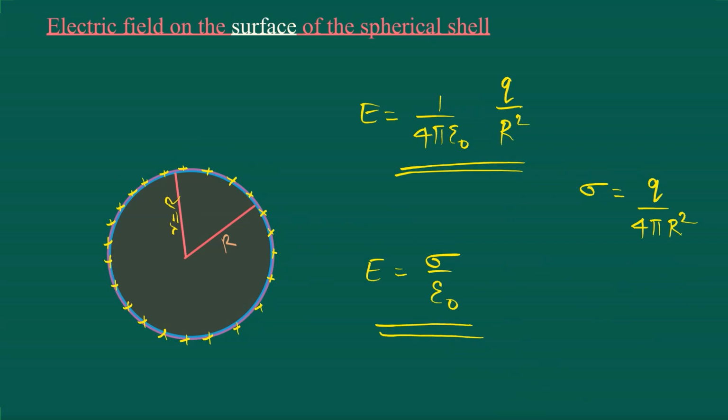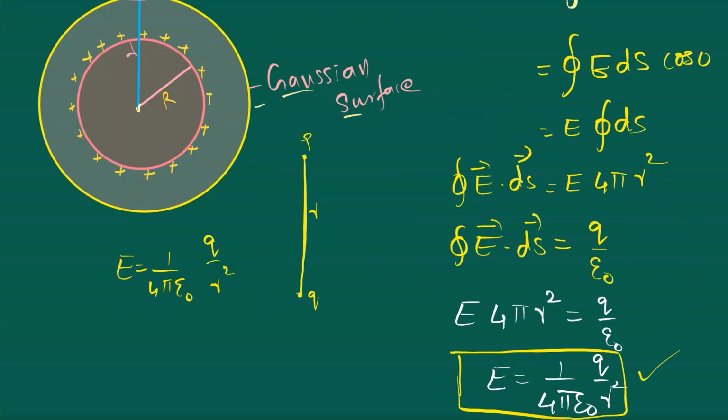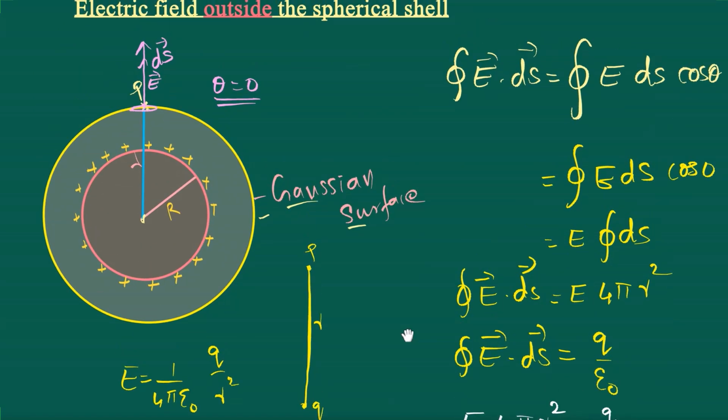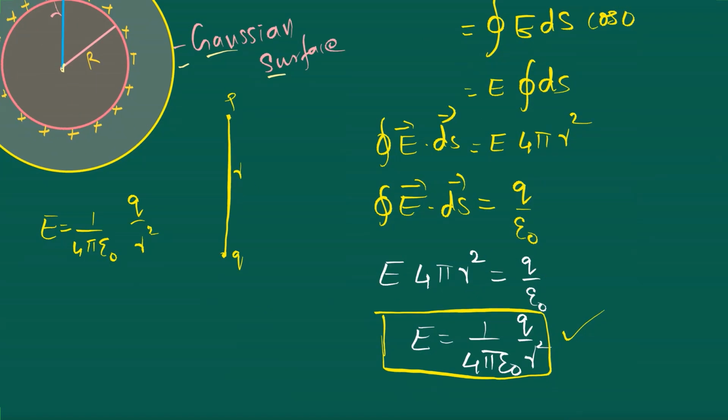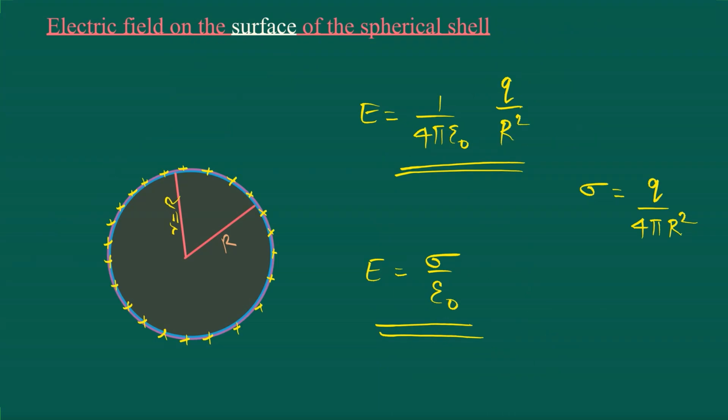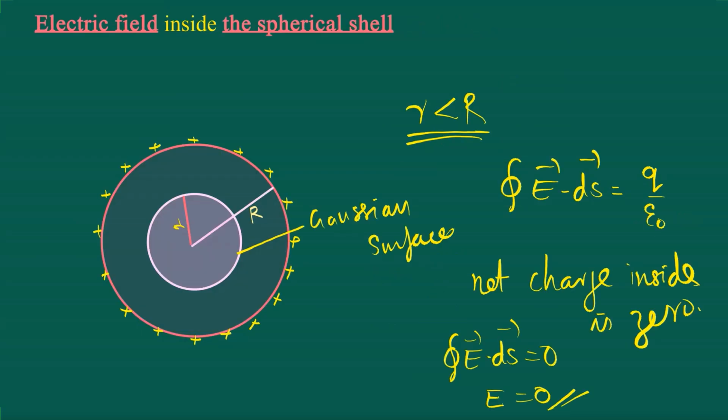So these are the 3 points to find the electric field. In the first point, we calculated the electric field outside, and we got the equation E is equal to 1 by 4 pi epsilon naught into q by r squared. In the second case, on the surface, we get 1 by 4 pi epsilon naught into q by R squared. And in the third case, inside the spherical shell, the electric field is 0, because the net charge enclosed in that Gaussian surface is equal to 0.